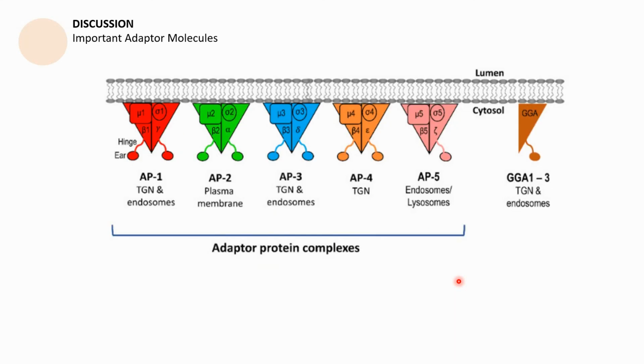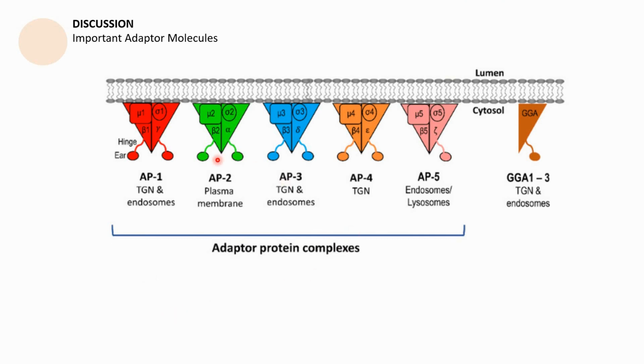The next part of the discussion is our important adapter molecules. So right here, AP1, 2, 3, 4, and 5 are all adapter protein complexes. As you can see, meron silang pare-parehong hinge, meron silang mga ears. So again, they have hinges, they have ears. And they're also bound to the phospholipid bilayer, ito din sa membrane. Tapos, they are found inside the cytoplasm, inside the cell, in the cytosol. And this one is the extracellular space or lumen, as it is referred to in here.